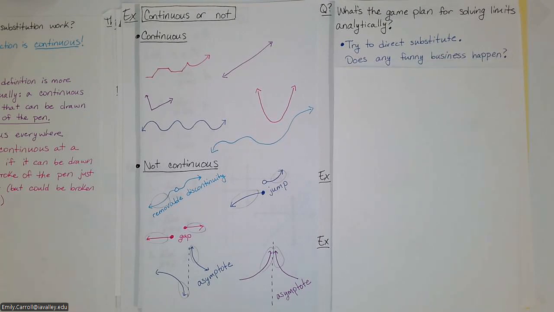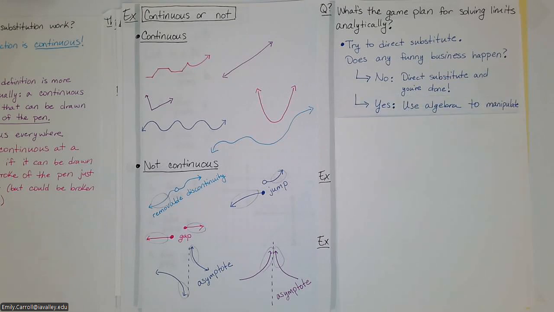Check if any funny business happens, and I'll quantify this term funny business in a little bit. If not, your direct substitution is fine, right? If plugging in your C into that function doesn't result in anything horrible, then direct substitute and be along with your day. You're done. If something goes wrong, such as dividing by 0, then we want to try to use algebra to manipulate the function into something that can use direct substitution. And sometimes there might be other methods as well.